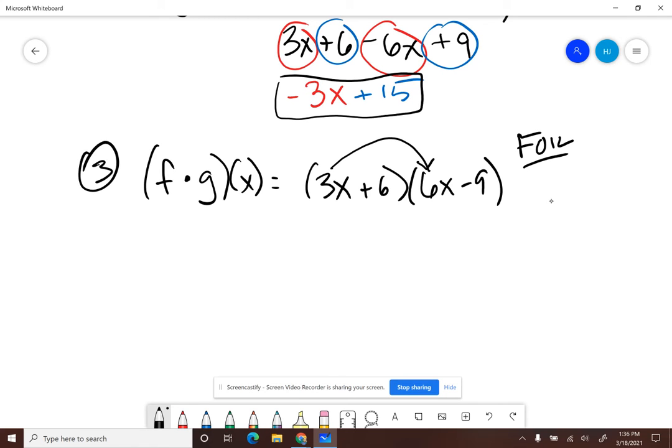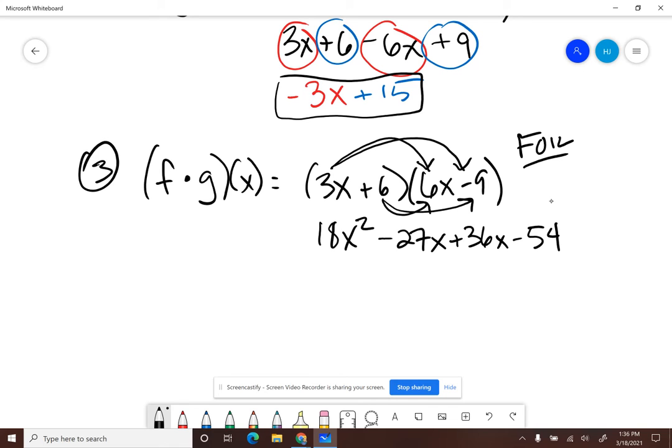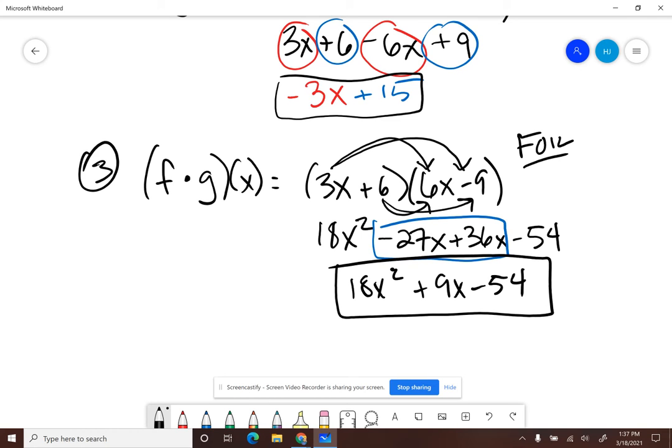So first times first, 3x times 6x is going to be 18x squared. 3x times negative 9, a negative times a positive is going to be negative. 9 times 3 is 27x. 6 times 6x is going to be positive 36x. And 6 times negative 9 is going to be negative 54. And again, my like terms are always going to be right here in the middle when I'm multiplying out two binomials. And so I'm going to get 18x squared plus 9x minus 54 as my final answer.